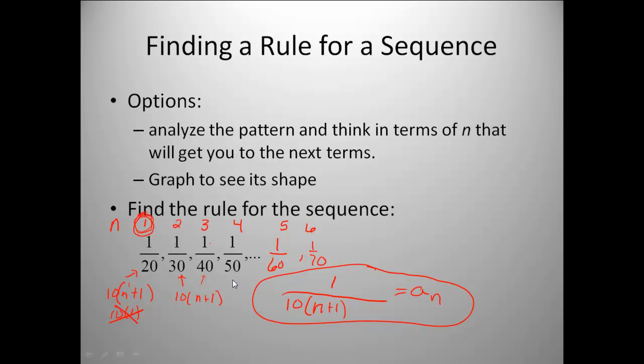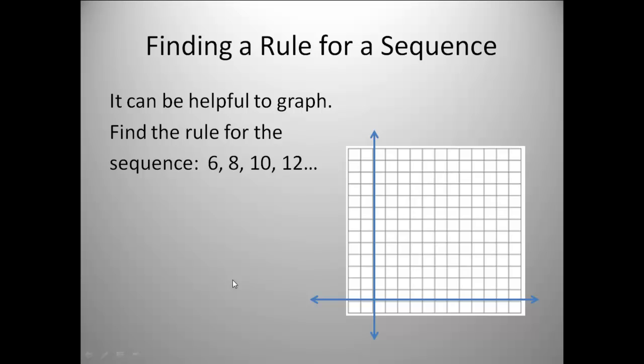This just takes a lot of practice before you really get the hang of how to do it. Another thing is that it can be helpful to graph it to find the rule. So what we're going to do is graph an n and a sub n chart. So our n is our x values and our a sub n is our y values. If I look at my first position, that would be a 6. My second position would be an 8. My third would be 10. And my fourth would be 12.